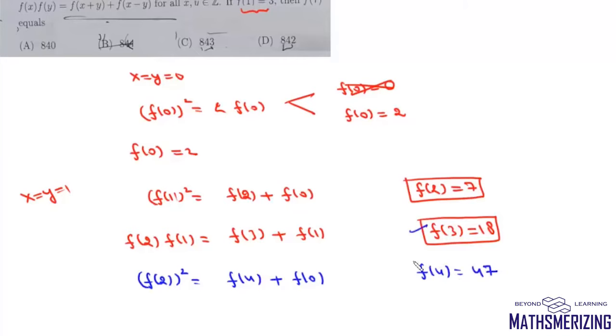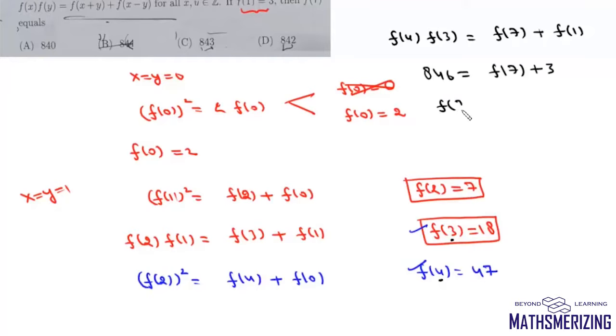Now once we have f(3) and f(4), we can find f(7). So we'll put x as 4 and y as 3. So now here it will be f(4) into f(3), and it will be equal to f(7) plus f(1). Now f(4) into f(3) will be 47 into 18, which is 846, and this is f(7) plus f(1). f(1) is 3. So the value of f(7) will be simply 843, and that's your option C.